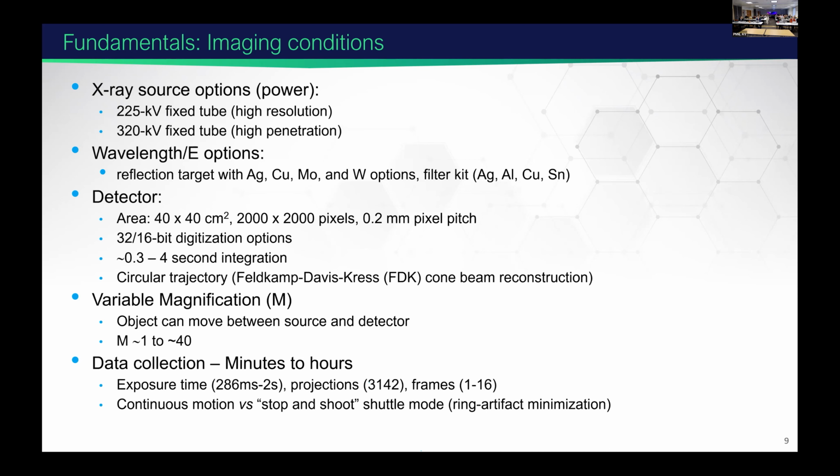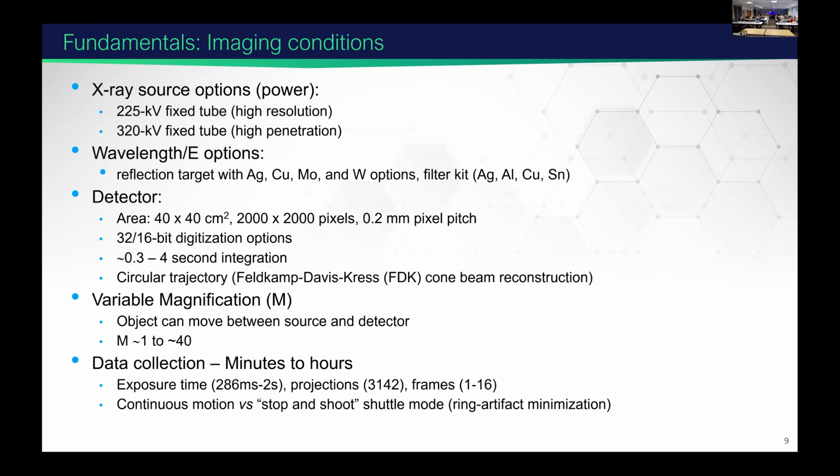We typically use the 225 kilovolt fixed tube. That is a little bit of higher resolution than the larger one, the 320, which has a higher penetration. But the 225 is applicable to most samples. We use that for MONet. So I didn't talk about how we generate X-rays. We don't have time, but they're basically generated by an in vacuum electron beam hitting a metal surface and ejecting photons. In our case, currently we work with a tungsten reflection target, but we have an option to rotate that target to different metal surfaces so we can get different wavelength X-rays.